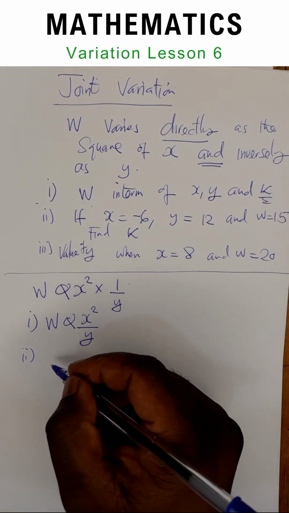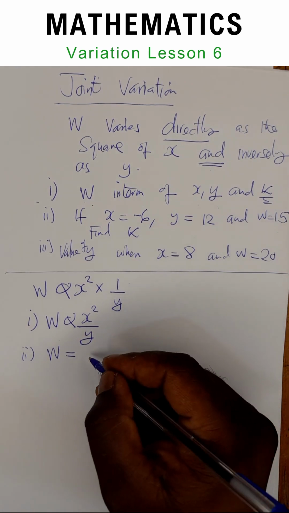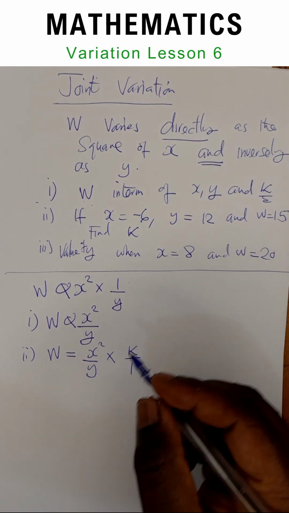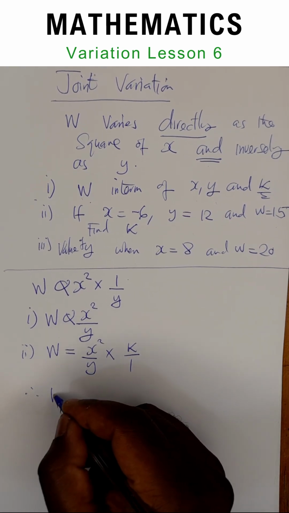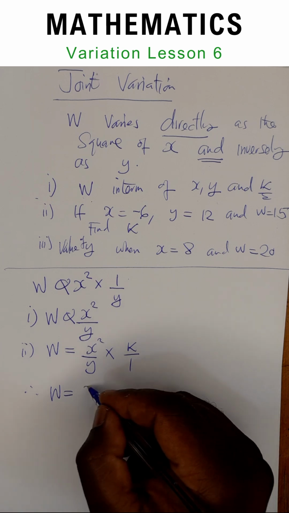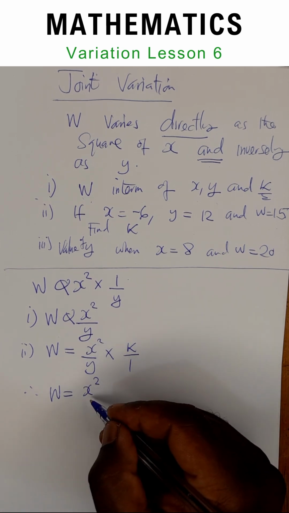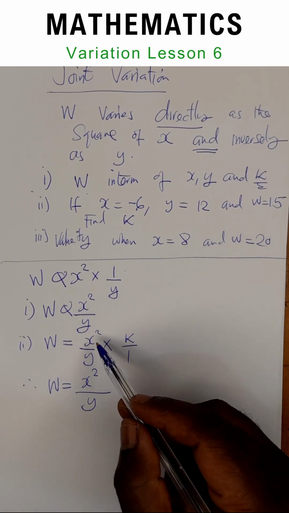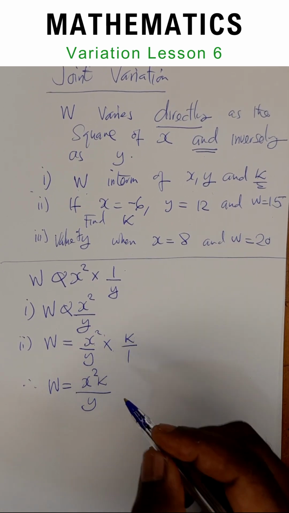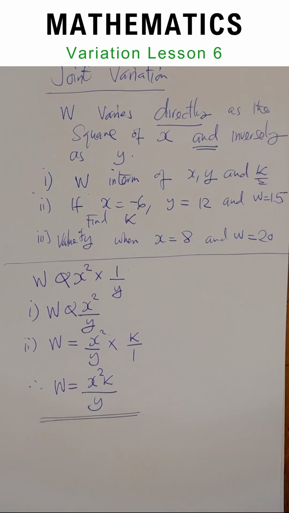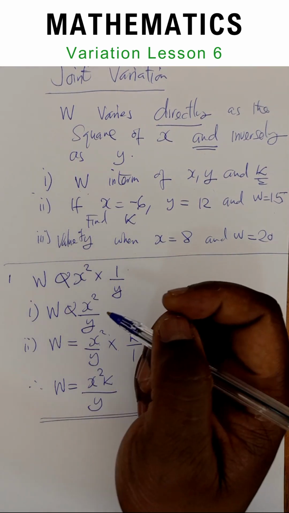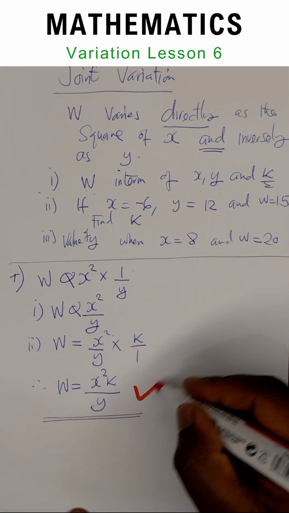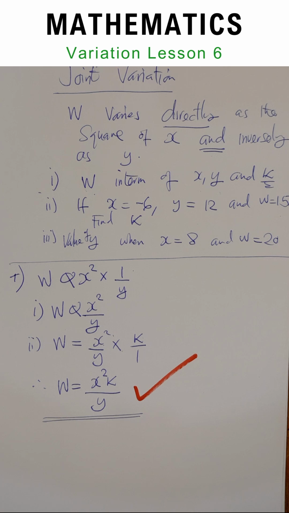So as usual, the moment you introduce an equal sign, also introduce the constant of proportionality. So therefore the expression for W will be x squared, everything over y, x squared times k, it will be k. So this will be the expression, meaning our number 1 is solved, and the examiner or your teacher will be able to give you a thumbs up.